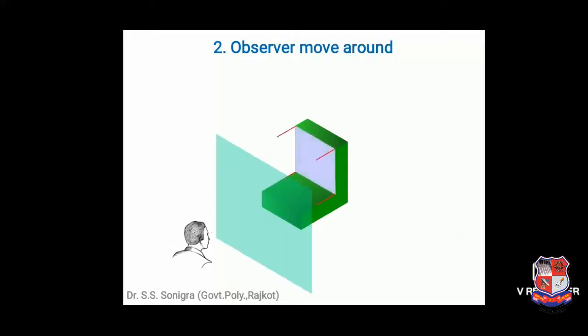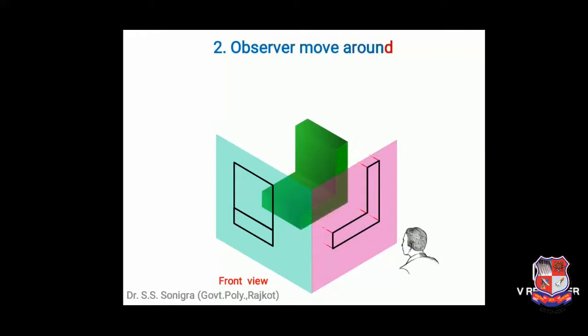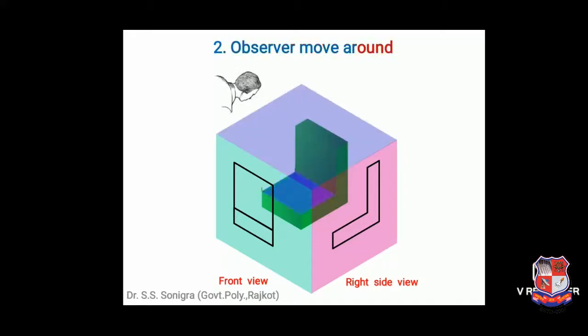Here what we are doing, this is the observer, he is looking from front side, so this is its front view, upper rectangle and lower rectangle like this. So this is the front view. Draw this front view. Again the observer goes to the right side, moves around to the right side and draws whatever is visible. So this is right side view. Again the observer has moved to the top side. He sees this object from upper side.